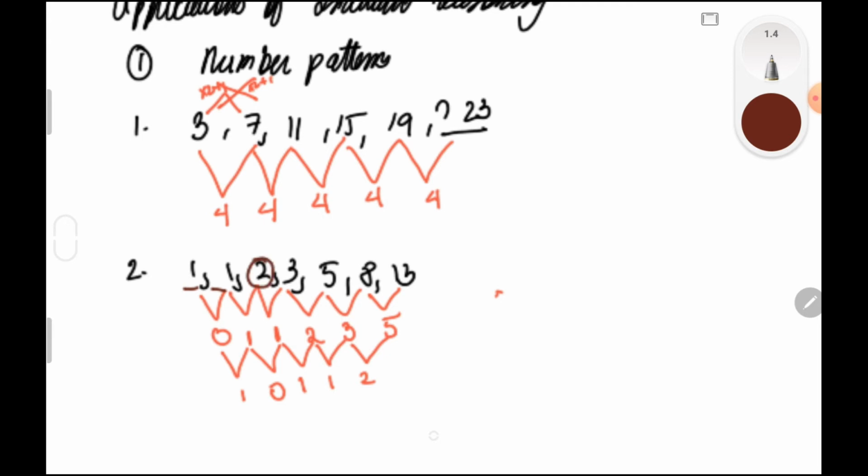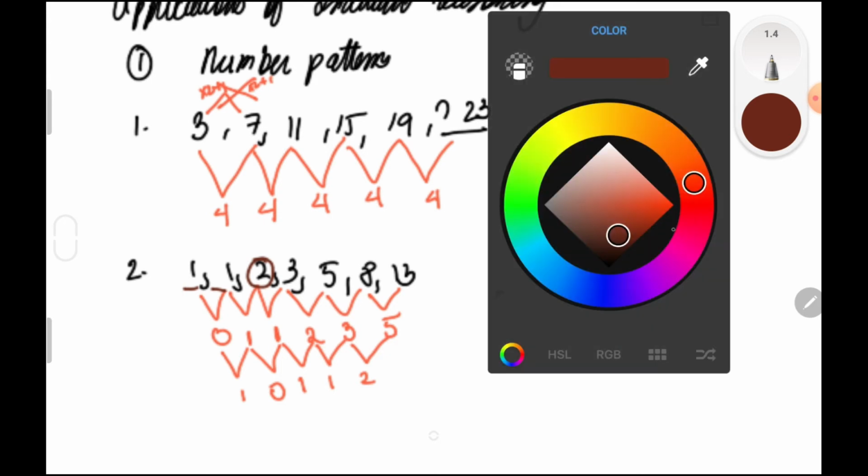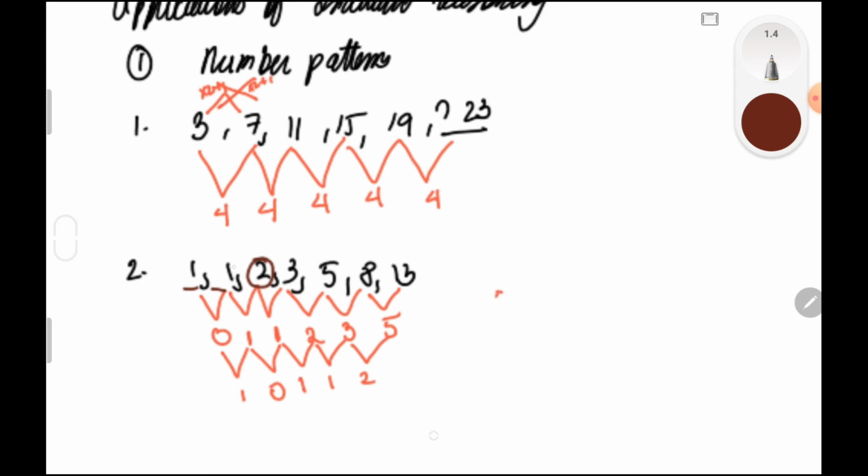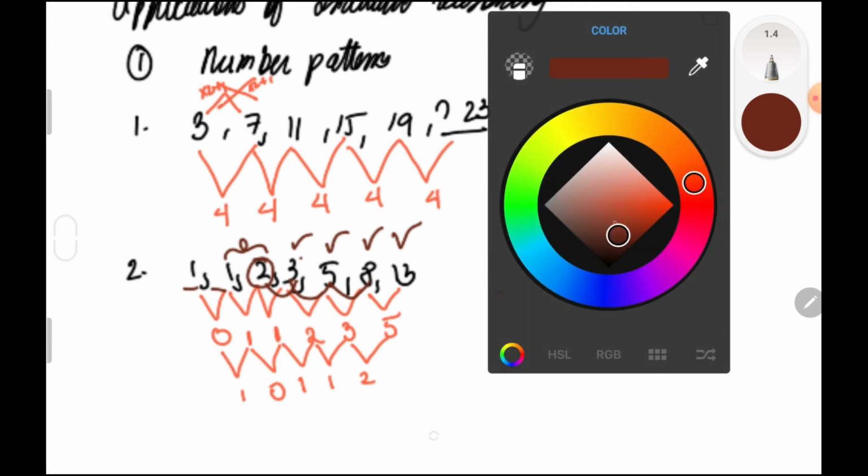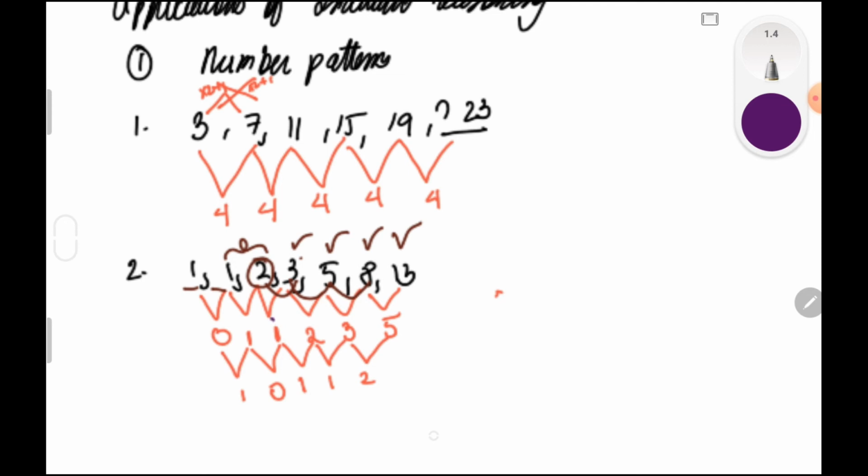Which is, pag i-add ko naman tong dalawang to, magpupulis ko ng 3. And then, pag in-add ko tong dalawang to, magpupulis ako ng 5. Pag in-add ko naman itong magkasunod na number na to, magpupulis ako ng 8. And pag in-add ko yung magkasunod na number na to, magpupulis ako ng 13. Okay? So, as you can see, dito, sa pattern na to, diba?